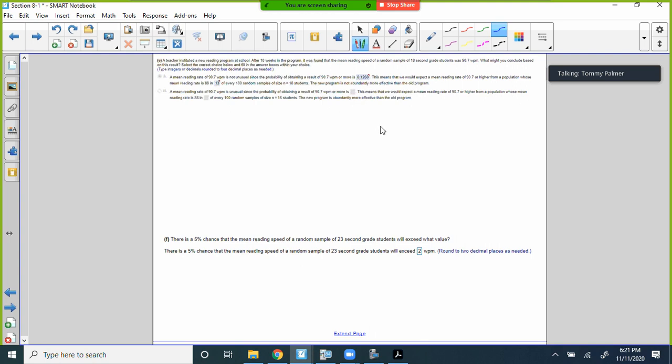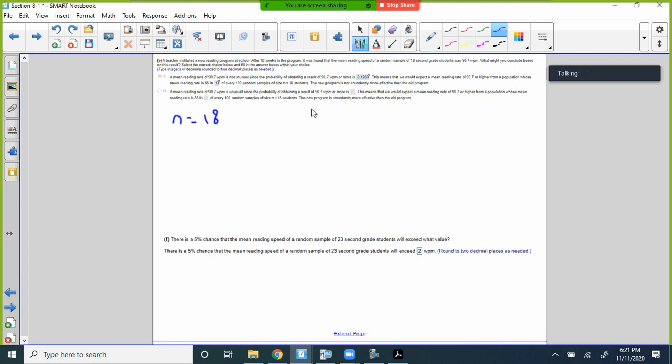Okay, so we're looking at this. A teacher instituted a new reading program. And after 10 weeks, the program found that the reading speed of the random sample of 18 second graders was 90.7, right? 90.7. So what might you conclude based on this result? Select the choice below. So we need to see, is this new change better or is it worse, right? So we've got n equals 18, right?